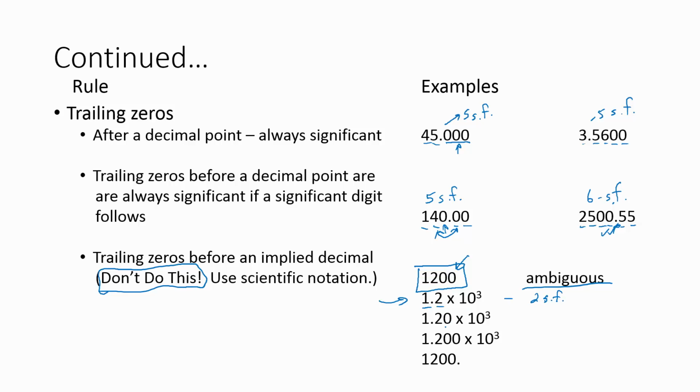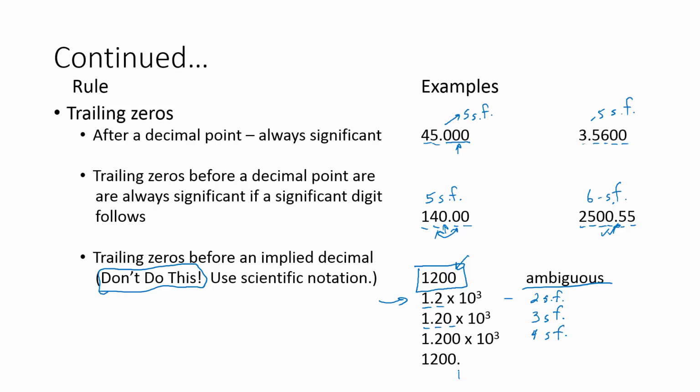If I want to say that there's 3 significant figures, I'll say 1.20 times 10 to the third. So that 0 is now to the right of a decimal place, so that's indicating that this is a measured 0, or a significant figure. And so on here, we can do the same thing.